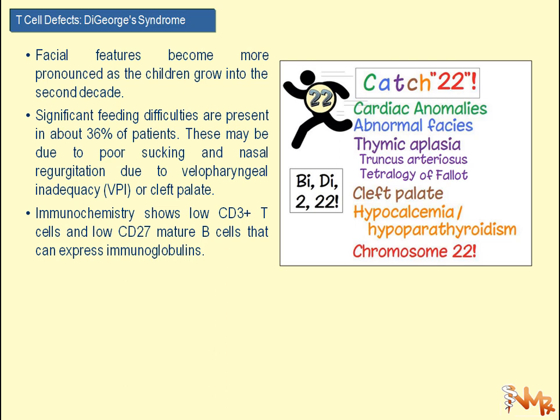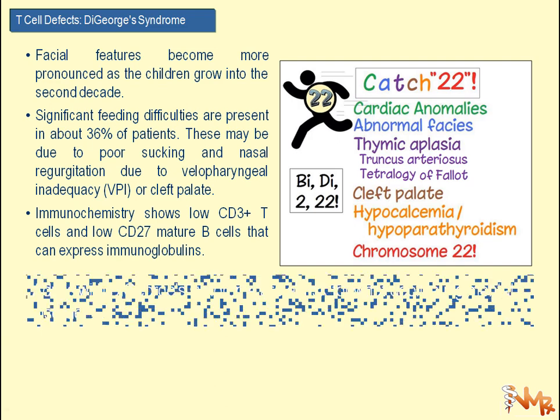Immunochemistry shows low CD3 positive T cells and low CD27 mature B cells that can express immunoglobulins. Remember again, mature B cells upon stimulation can express immunoglobulins or can change into plasma cells.